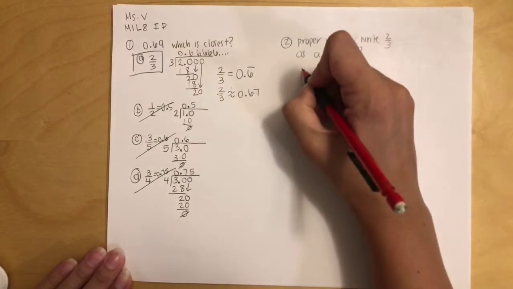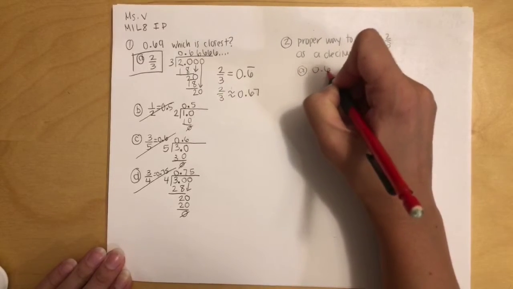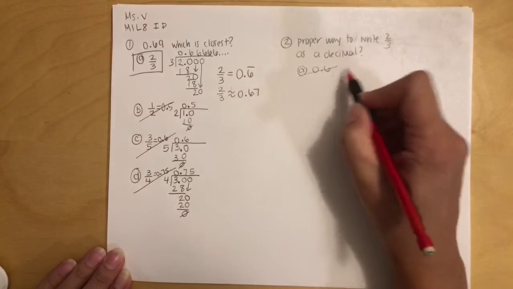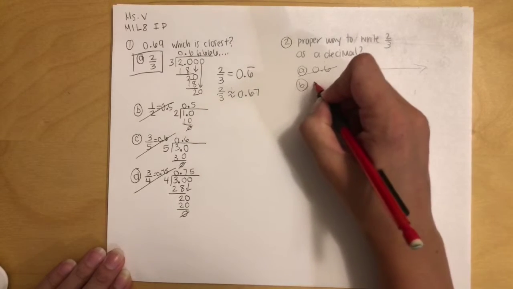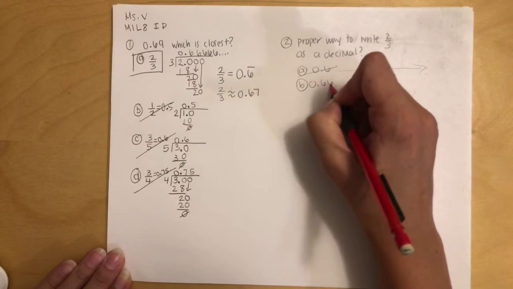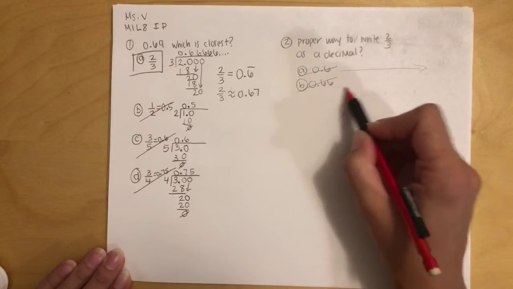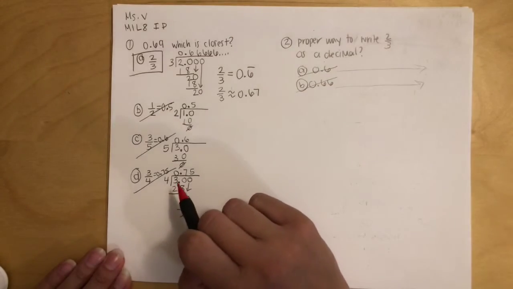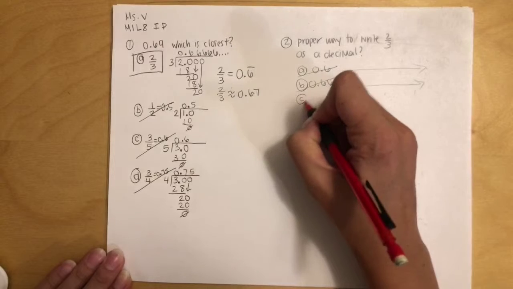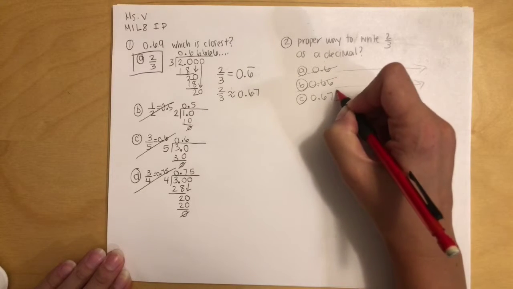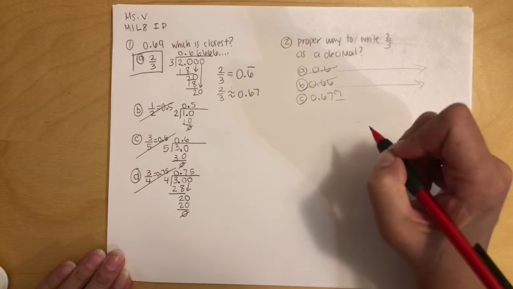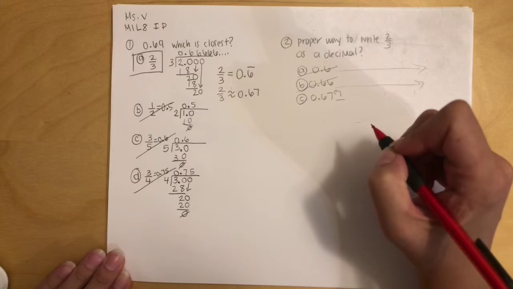So A says 0.6. That's wrong. We're leaving off a whole bunch of numbers that go off into infinity. B, 0.66. That's wrong. We're leaving off a whole bunch of numbers that go off into infinity. C, 0.67. Kinda, because this number caused the 7 to round up. So, okay, that could be it.